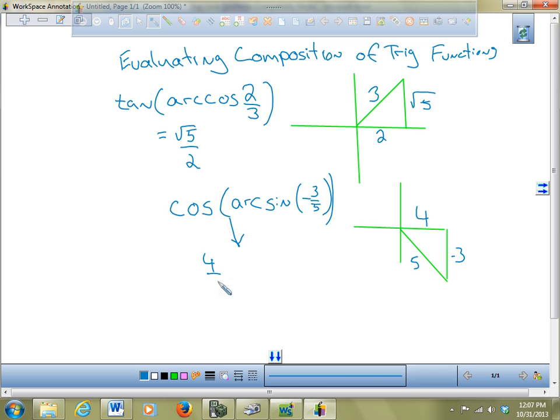4/5. Okay, 4/5. Because it says there's some angle, theta, whose sine is negative 3/5. Yeah, you could go and figure out what that angle is, but you want the cosine ratio of that angle, right? So you don't actually want to compute what that angle is. You just want to do it by drawing a picture, because you don't want to have to use your calculator, because that angle comes out to be not an exact angle, right? Because it's not one of the ones on the unit circle. Okay? So that's how you do that.